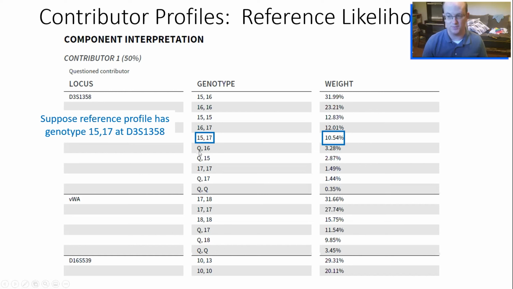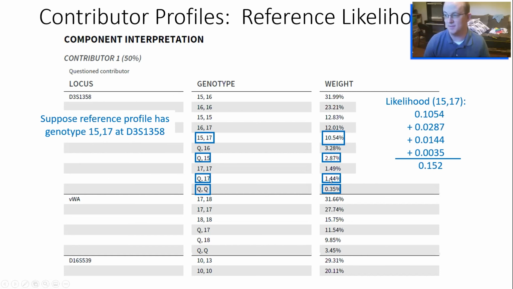Q is a potential for a dropout or an unknown, which in this analysis we treat as kind of like a wild card. So if the reference profile is matching the fixed genotype component as well as a Q, we consider that also a potential way to have observed this genotype in this mixture. So we're also adding in the things that work when combining with a wild card. So that would give the likelihood for the reference genotype at this locus.